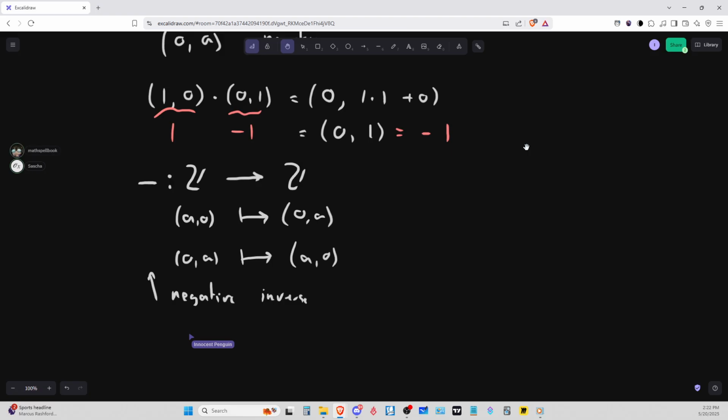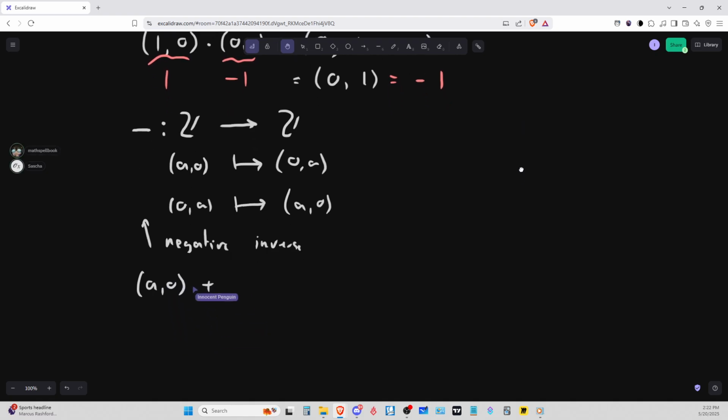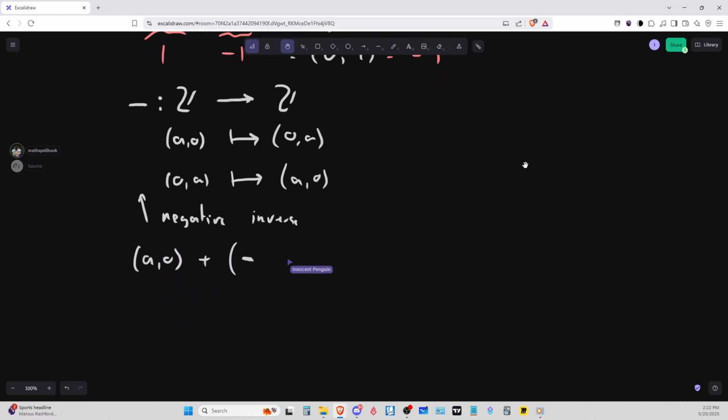The reason why it's called like that is because if I have, let's say, the pair (a, 0), and I add the negative pair, the way I just defined it, so what is the negative doing? You just swap the order. By definition it will be (a, 0) plus (0, a), so I get (a, a), which is the same as (0, 0).